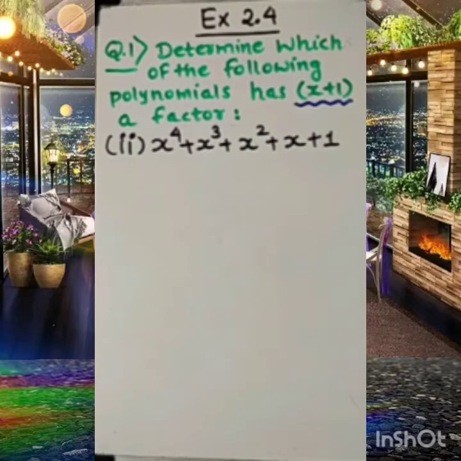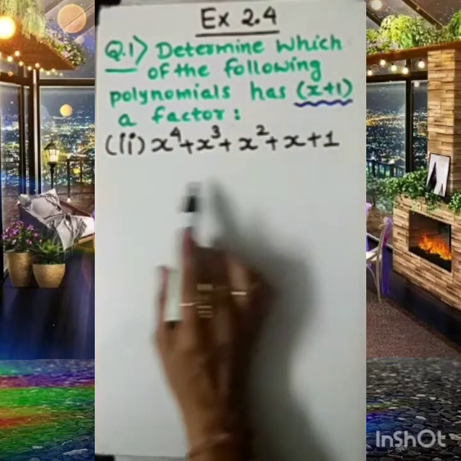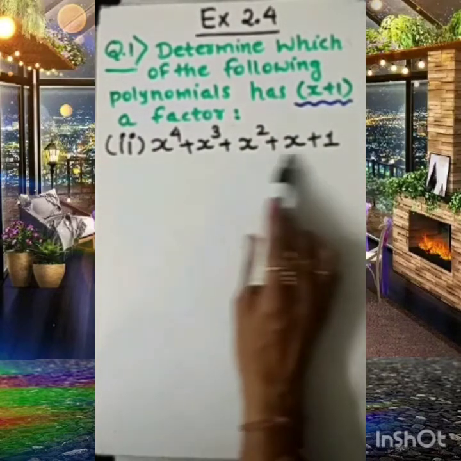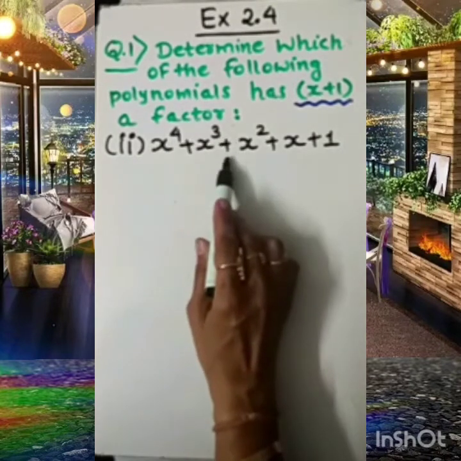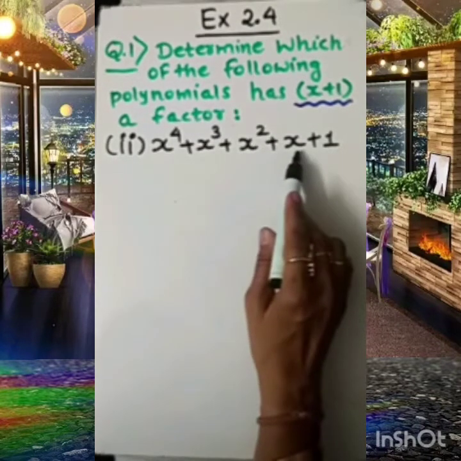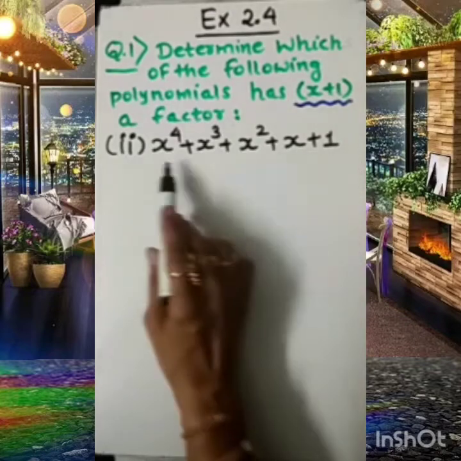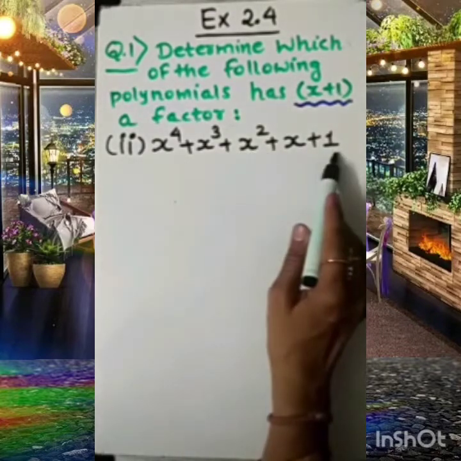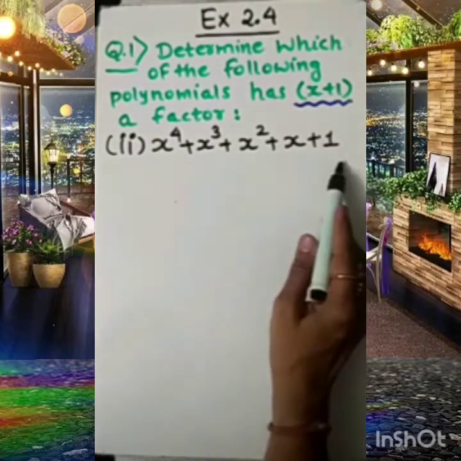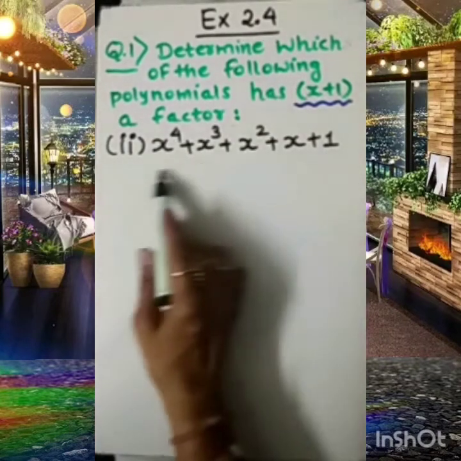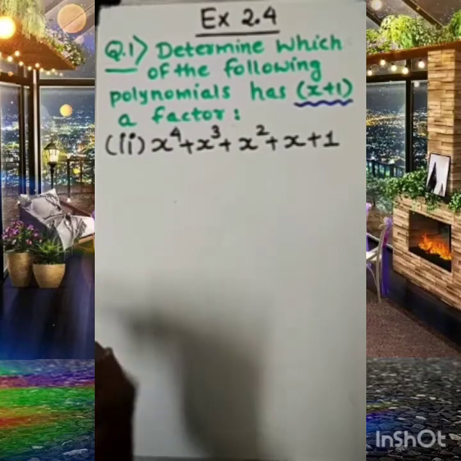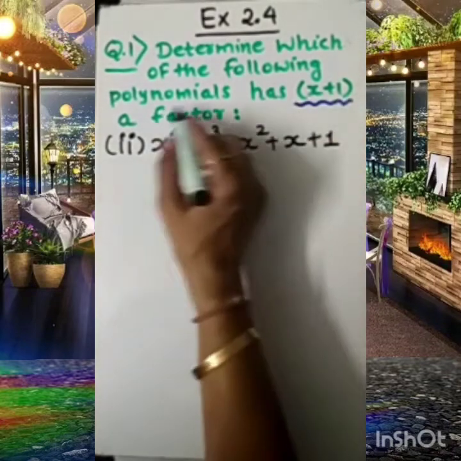So my dear student, on your screen you can see now the second part. The same question for the second polynomial we are given here: x to the power 4 plus x cube plus x square plus x plus 1. Total 5 terms are there, right? So it is a polynomial and the highest power is 4, so the degree of this polynomial is 4. Fine. Now we need to work out what we are asked.